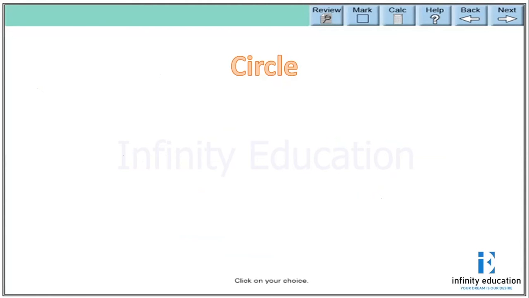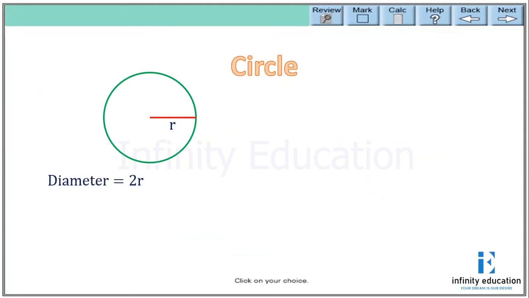Now let's see. If this is a circle with radius r, the radius is a line from the center of the circle to any point on the circumference. The diameter of the circle is 2r, and the diameter is also the longest chord. A chord is basically a line joining 2 points on the circumference.